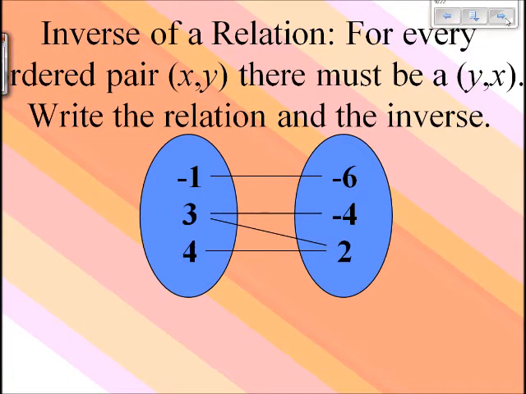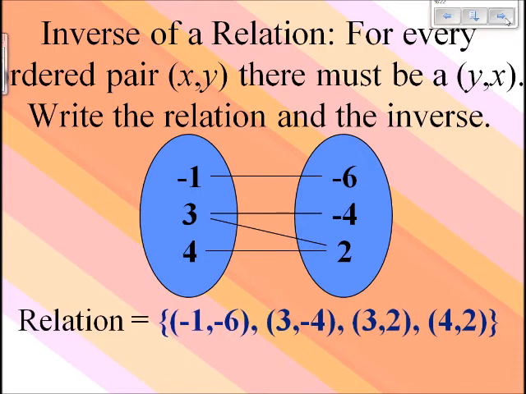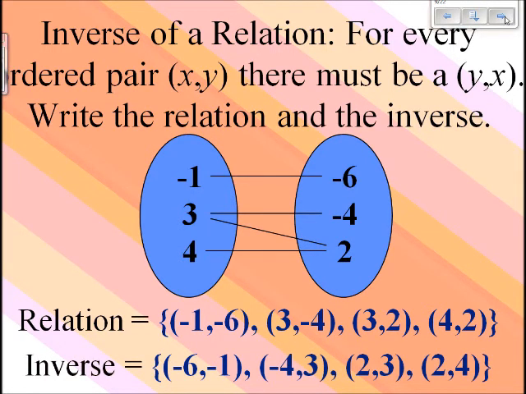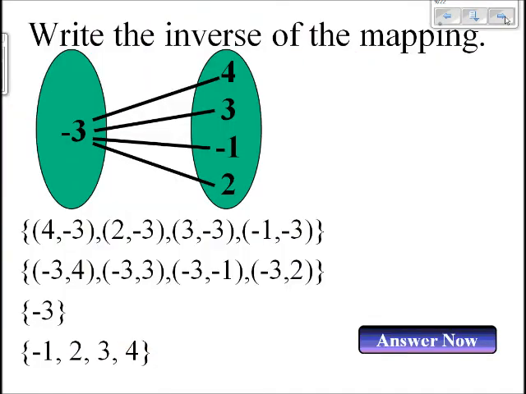So the actual relation itself is going to be your set of ordered pairs. And then the inverse is just going to be that set of ordered pairs with the x and y's reversed. Okay? Now, here you get an opportunity to write the inverse of this mapping. As you can see, it's x paired with 4, x paired with 3, the same number paired with 4 different numbers. So my y's would all be that number, which is example 1.